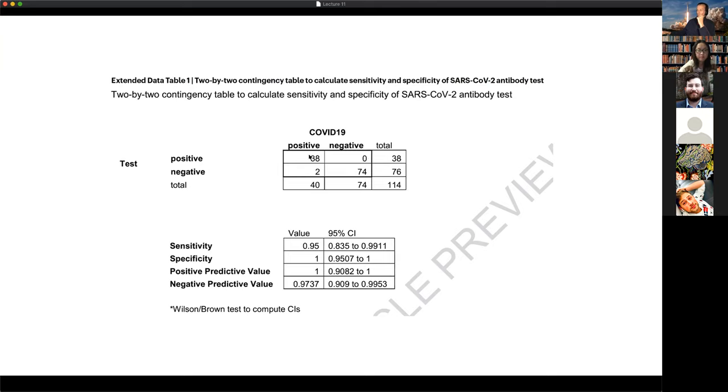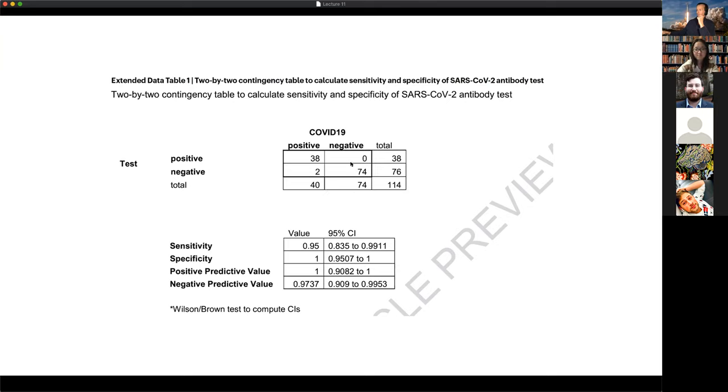So they validated their test in the lab. In order to do this validation, they need to feed it some number of blood samples. Some of them are positive, some of them are negative, and you do this 2x2 table. Again, we discussed it in some detail in the past, but it doesn't hurt to review. In this case, there were 114 overall samples: 74 samples that had no COVID, so negative controls, and 40 positive controls.